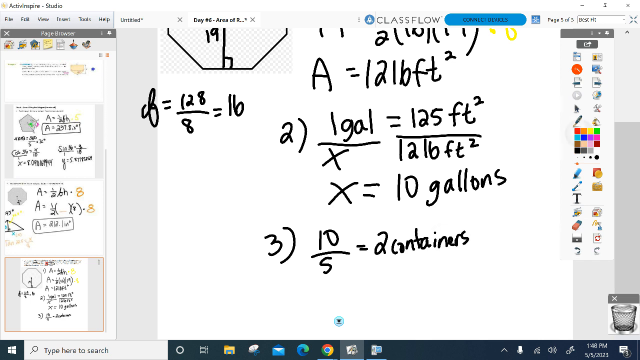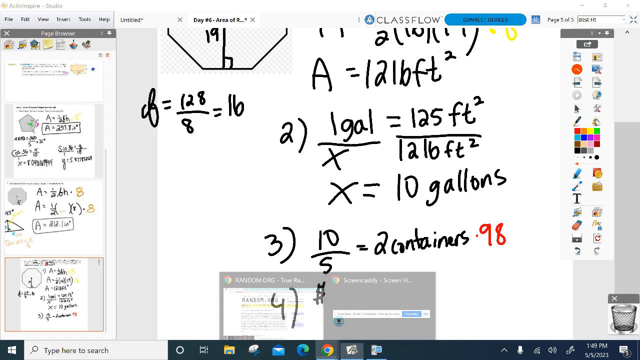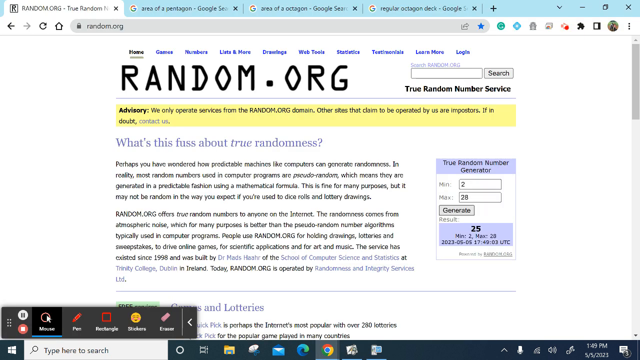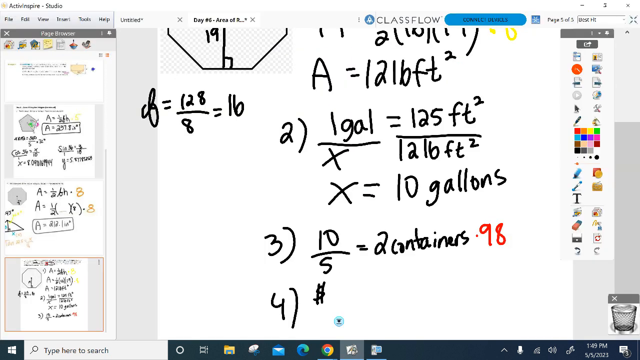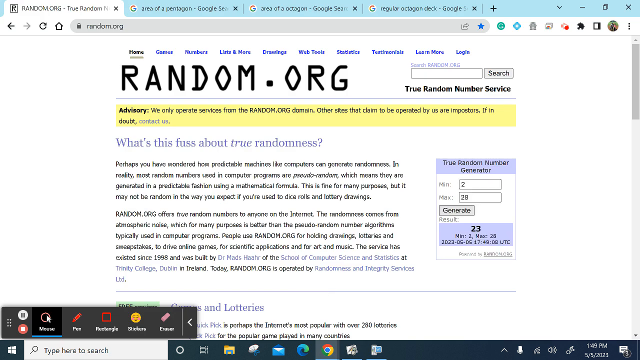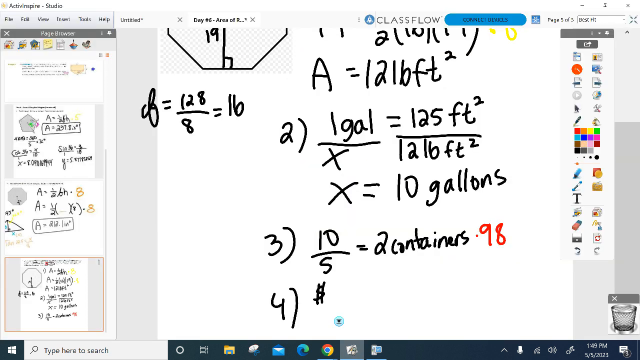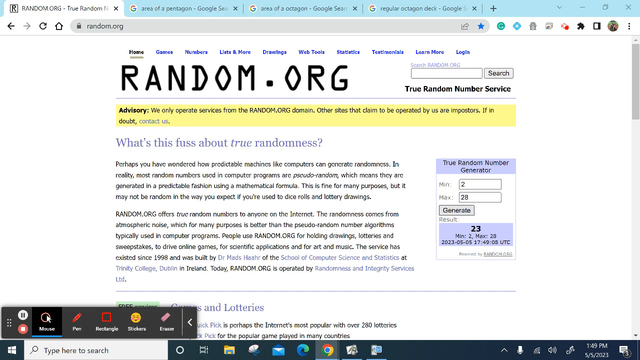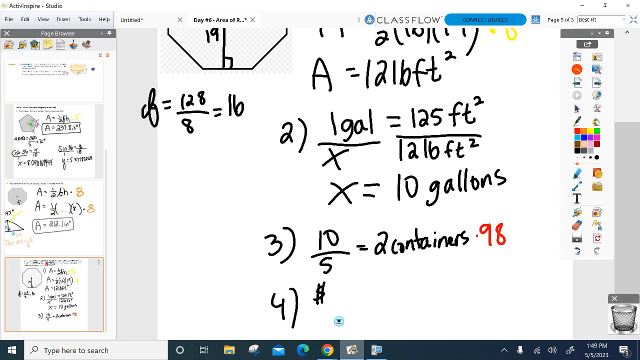2 containers at $98 a piece. Let's finish this off. How much money is he going to spend sealing that deck? 196 dollars. There we go.